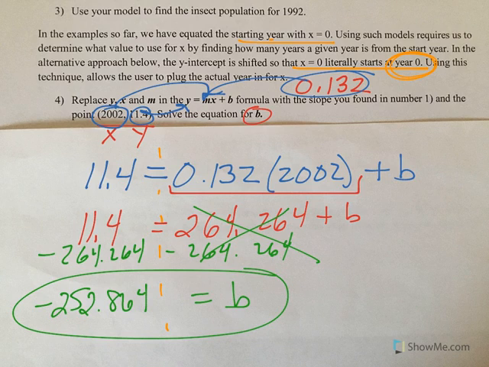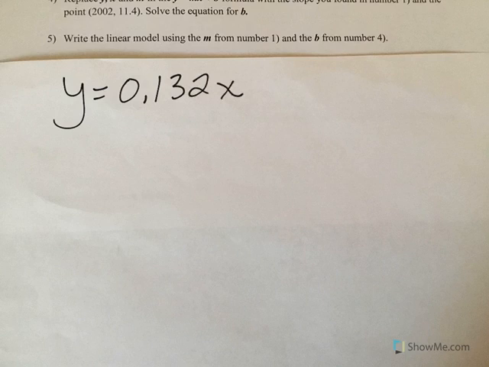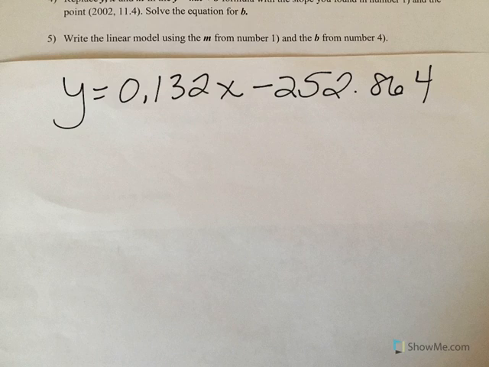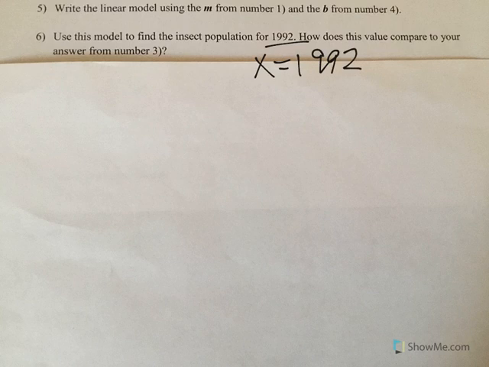Right? Okay, so now we have a y-intercept and we have a slope. So we can write our new model. So y equals our slope, and then our new y-intercept we just found, negative 252.864. So this assumes the year is exactly what the year says. Exactly what the year says. So for 1992, our x value would be 1992.